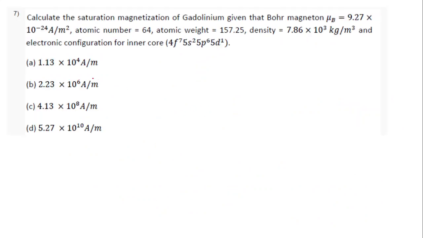Next question, question number 7. Calculate the saturation magnetization of gadolinium. Basically, we have to calculate the magnetization of gadolinium, given that the Bohr magneton is, so this is the unit of Bohr magneton, magnetic moment of electron, ampere per meter square. Atomic number of gadolinium is 64. Atomic weight, or atomic mass, different things we call it, 157.25. Density is given, electronic configuration is given.